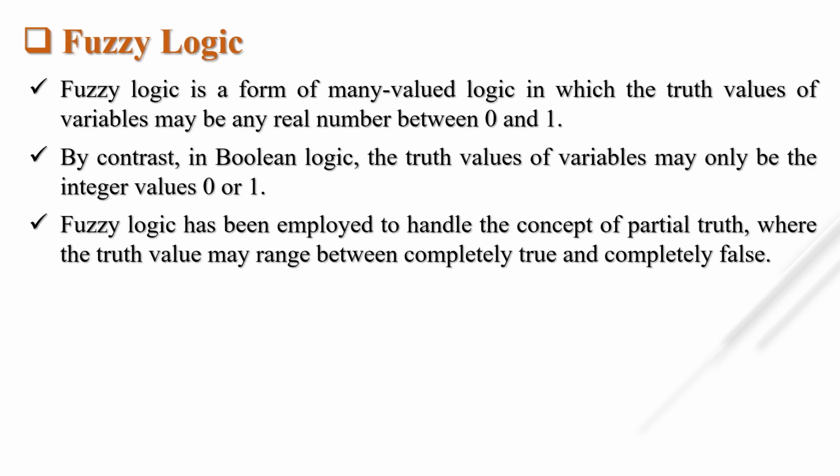So the next topic is fuzzy logic, that is also most important for your examination. Fuzzy logic is a form of many-valued logic in which the truth value of variables may be any real number between 0 and 1. By contrast, in Boolean logic, the truth value of a variable may only be the integer values 0 or 1. Fuzzy logic has been employed to handle the concept of partial truth, where the truth value may range between completely true and completely false, which we are not doing in a Bayesian network.